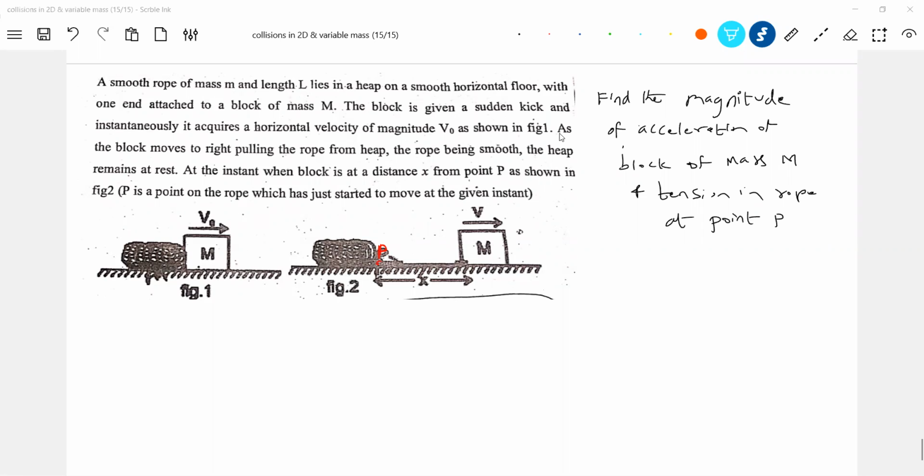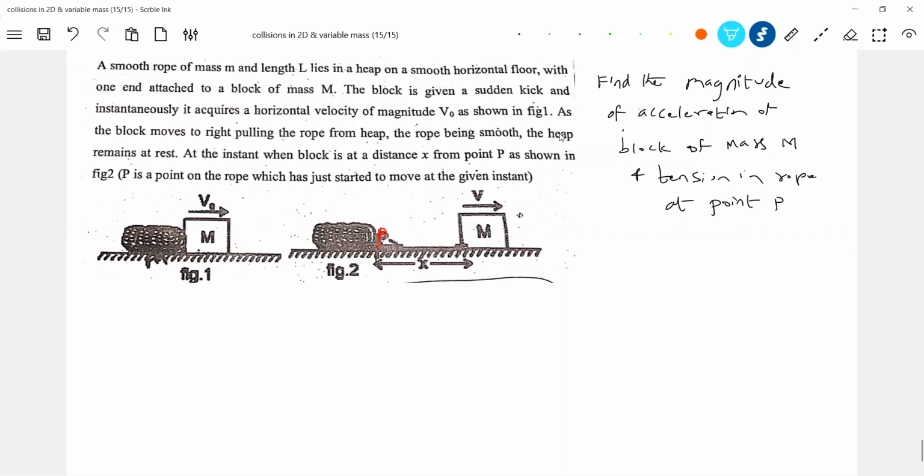There's a rope and a block. So slowly we are moving to some applications like a laws of motion one. A smooth rope of mass and length lies in a heap on a smooth horizontal floor with one end attached to a block of mass. The block is given a sudden kick or some impulse is applied. It starts moving.